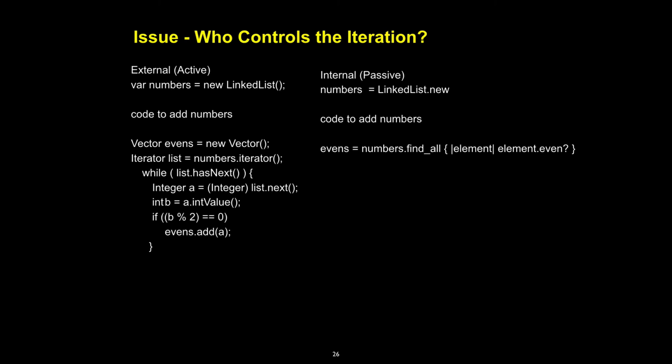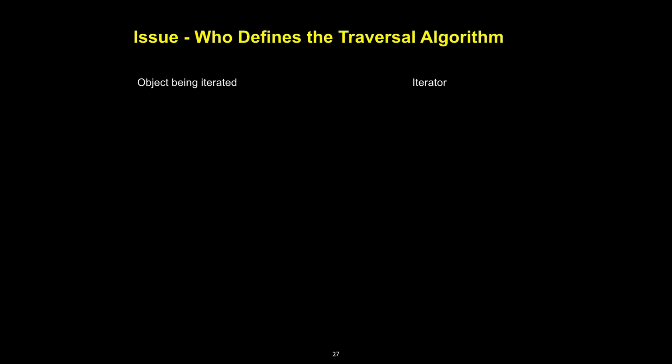Another issue is who controls iteration. When you have an external iterator, the user of the iterator controls iteration, right, because you do while hasNext or next, and so I can call next and go off and do all kinds of stuff, and then come back later and call next again. With an internal iterator, it's all done inside. You don't have any control over it.